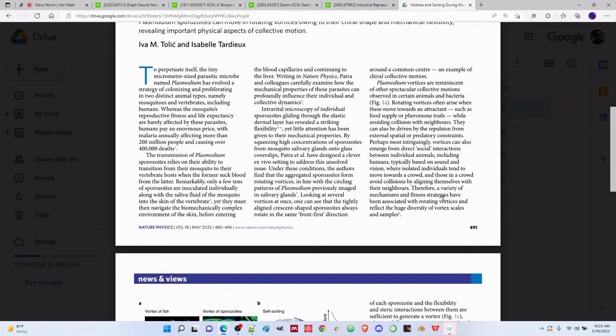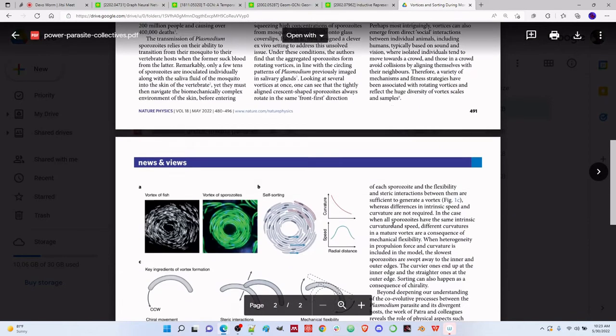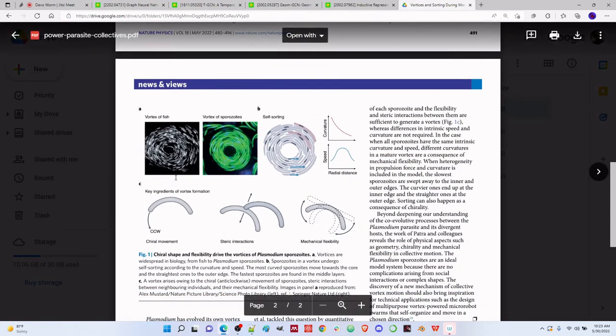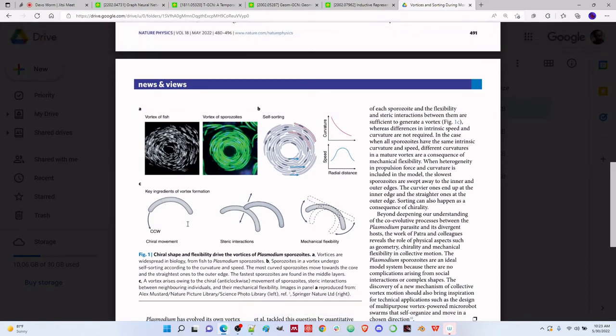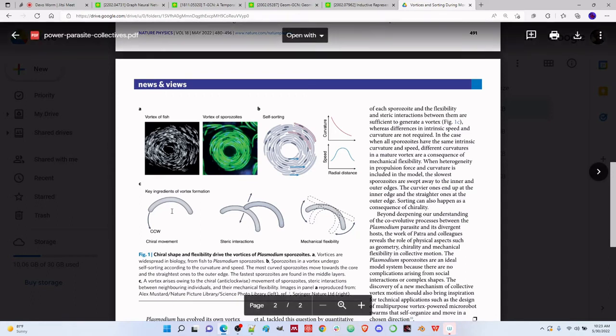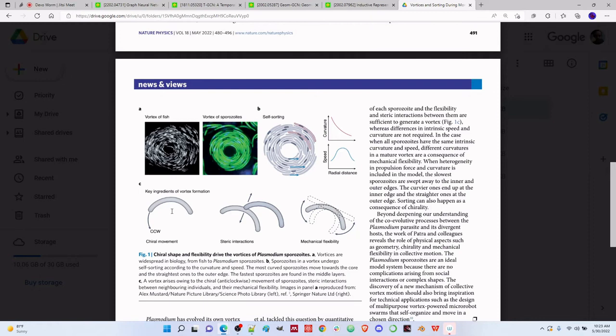A variety of mechanisms and fitness strategies have been associated with rotating vortices and reflect the huge diversity of vortex scales and samples. So this is an example here of what we're talking about. This is the key ingredient of vortex formation. You see these Plasmodium sporozoites, they're bent and they move in a certain direction. They have static interactions, so they're repulsed from one another if they touch. And then they have this mechanical flexibility. So you have this rod-shaped thing that can bend. It moves in a certain direction, it just turns along the bend, and it can't touch one another, so they're repulsed by one another if they touch.